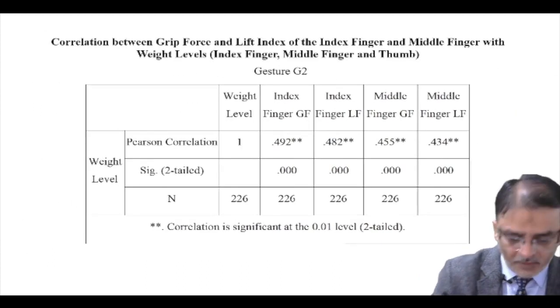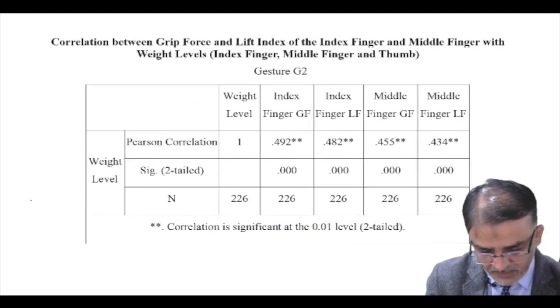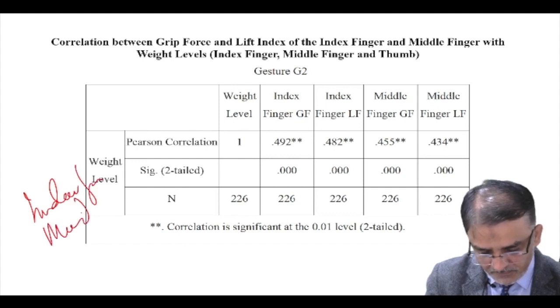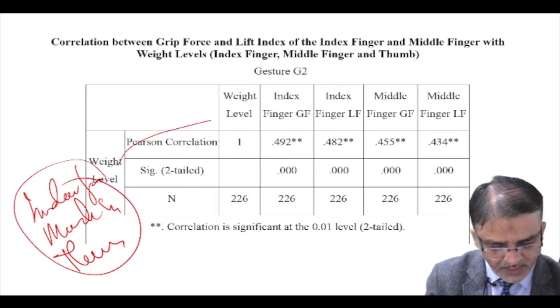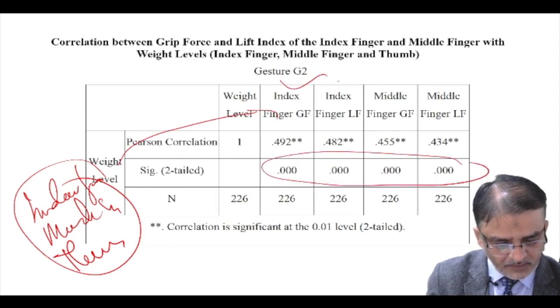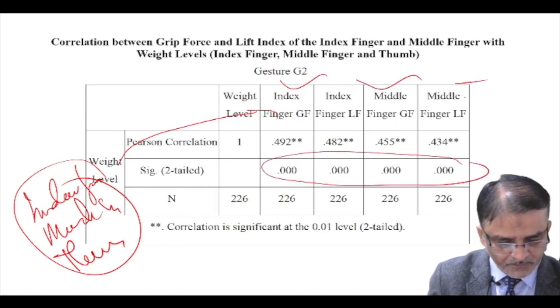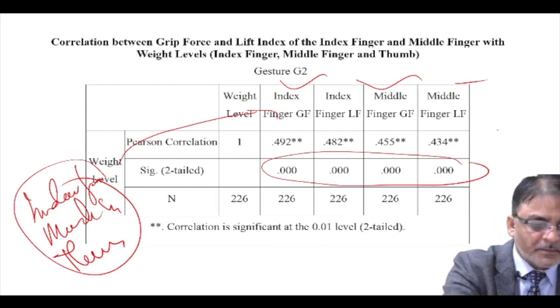For gesture 2, where the index finger, middle finger and thumb were used for the pinch grip action, the weight was also significantly correlated with all the finger forces or finger pressures.